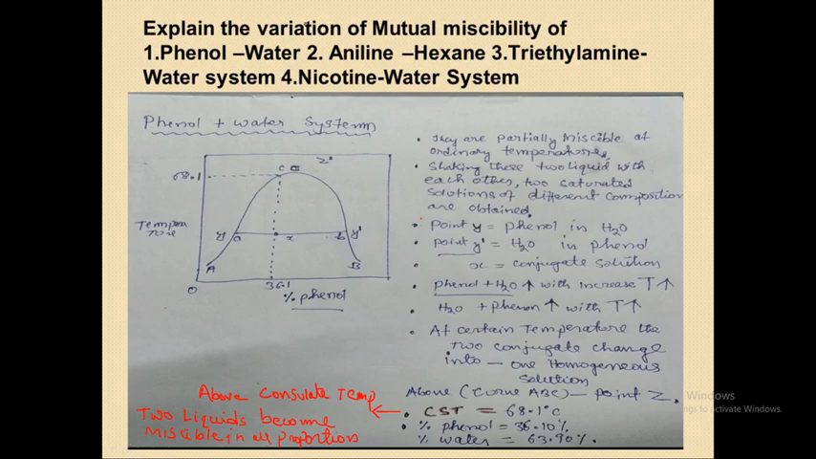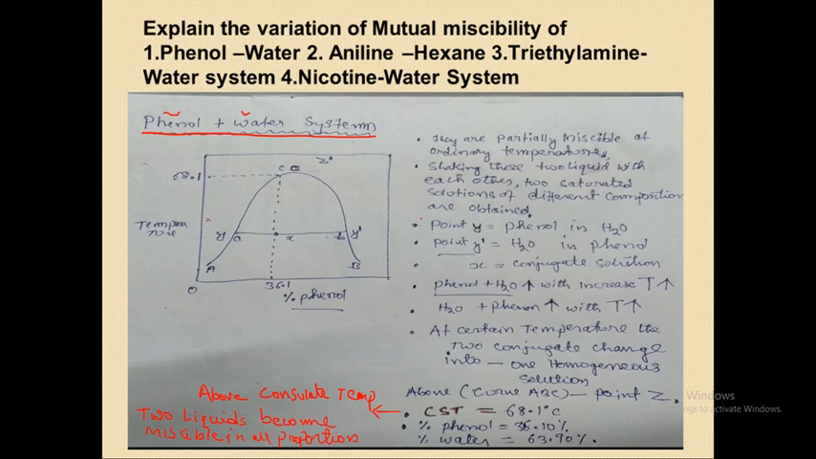Variation of mutual miscibility of phenol and water system. This is one type of mixture when phenol and water mix. So when phenol and water, that is both liquids, are mixed, they are partially miscible at ordinary temperature. By stirring or shaking the two component liquids, phenol and water, saturated solutions at different compositions are obtained.